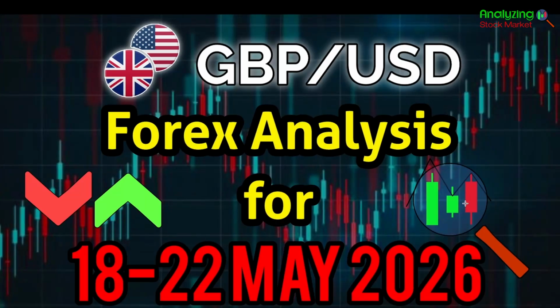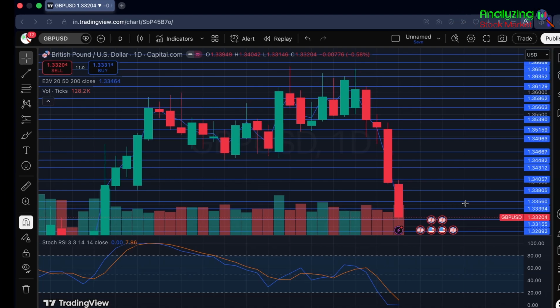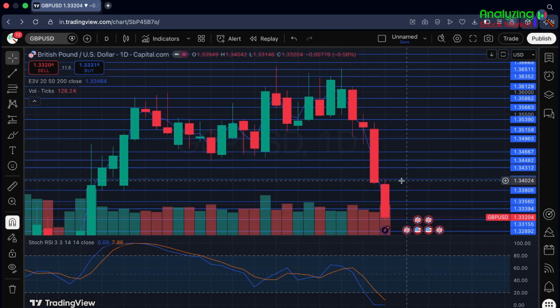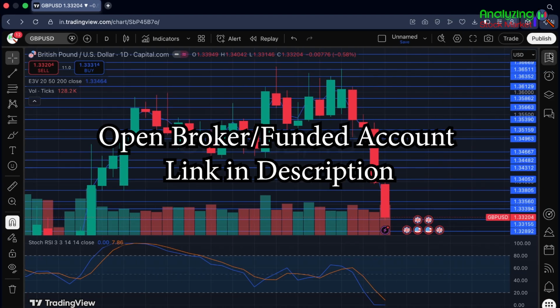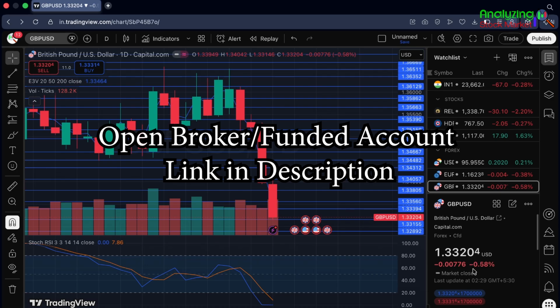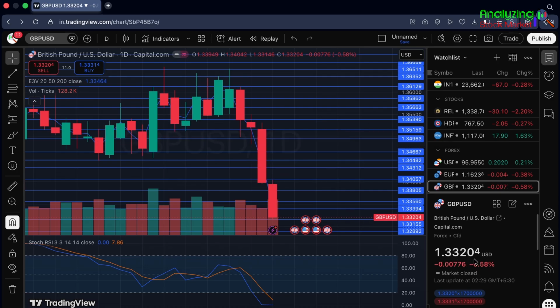So today we'll be talking about the GBP USD pair and we'll do the Forex analysis for 18th to 22nd May 2026. So let's go straight to the chart. Here I've already opened the chart. Currently, let's talk about the closing first. In GBP USD on Friday, there was a 0.58% negative move, and 1.33204 was the closing on Friday.